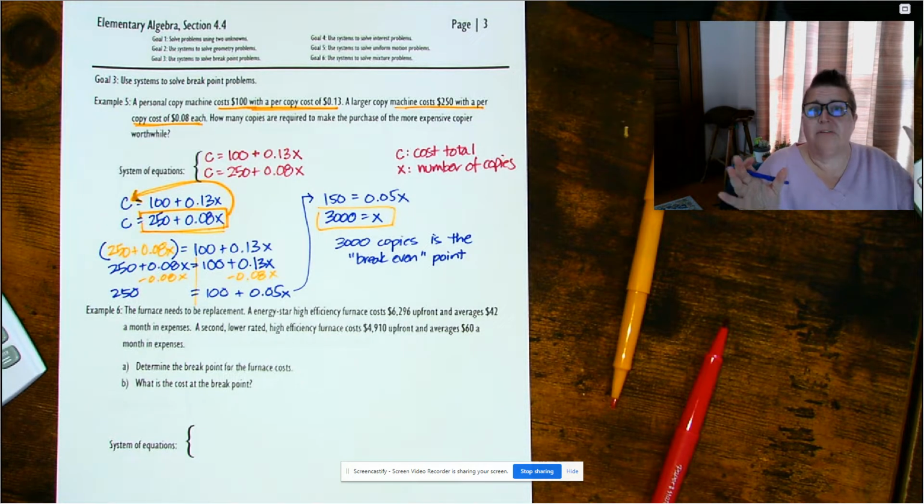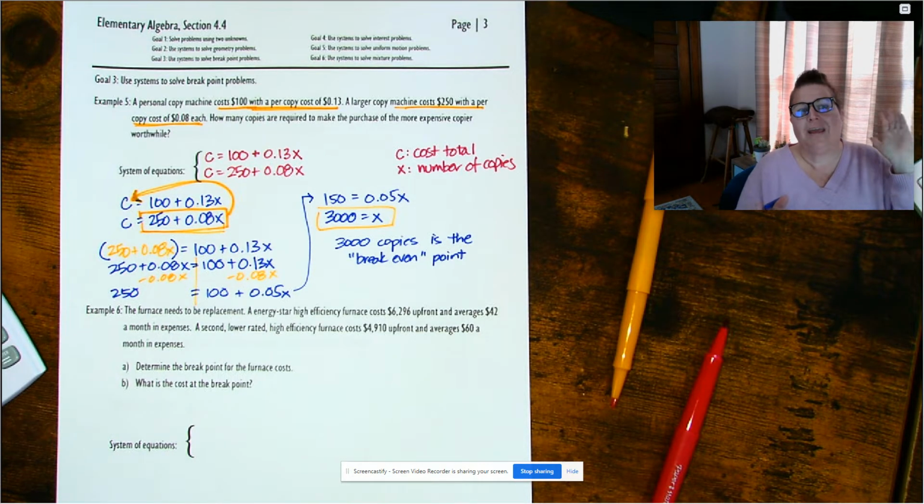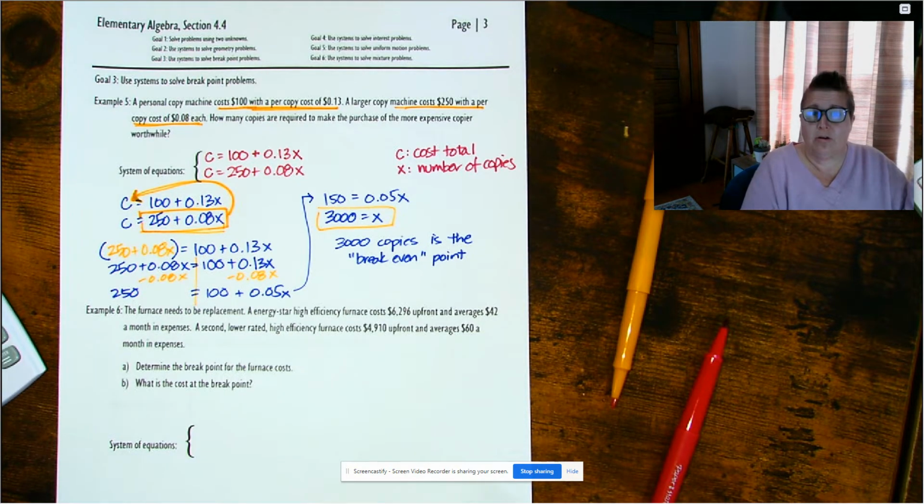You've invested the same amount into both copiers. So from that point on, 3,000 and over, you're only paying 8 cents a copy. Whereas in the cheaper upfront, you would have been paying 13 cents a copy. So if you're going to go through 3,000 copies, you are better off paying the $250 upfront and then only 8 cents a copy. But if your number of copies in any given year or time would be less than 3,000, then you're better off using the cheaper of the two.